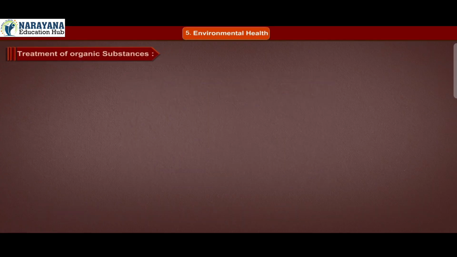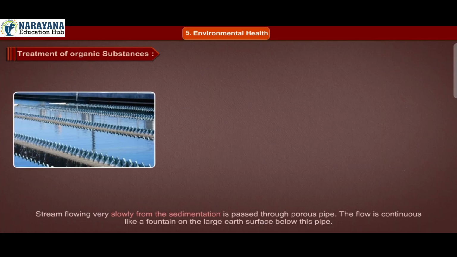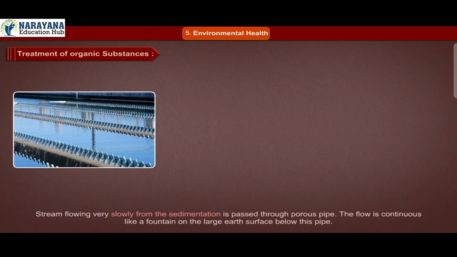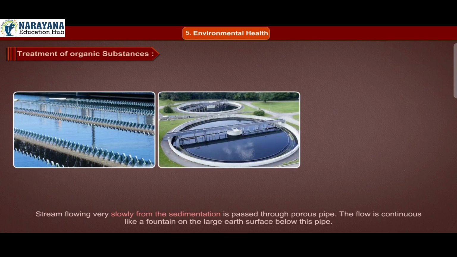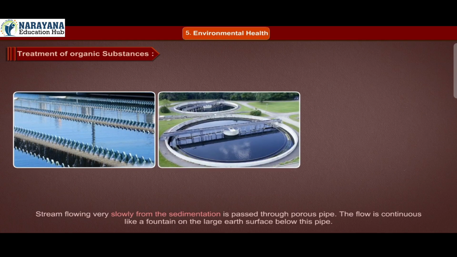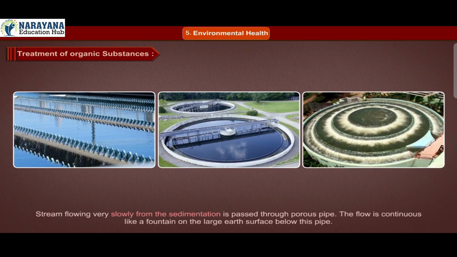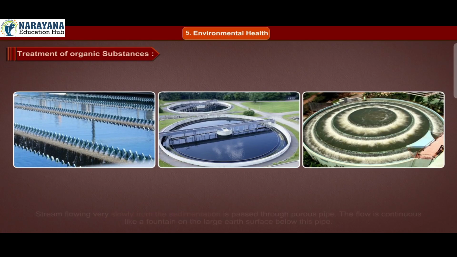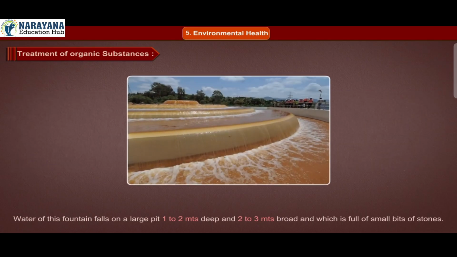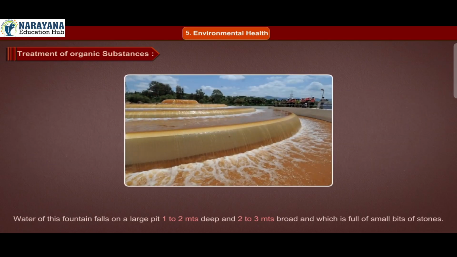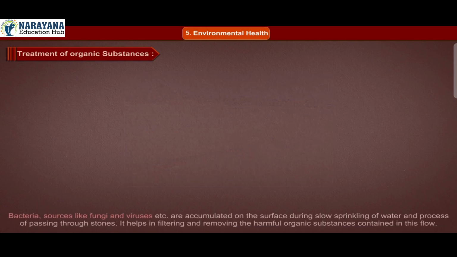Treatment of organic substances. The stream flowing very slowly from the sedimentation is passed through a porous pipe. The flow is continuous like a fountain on the large earth surface below this pipe. Water of this fountain falls on a large pit, 1 to 2 meters deep and 2 to 3 meters broad, which is full of small bits of stones.